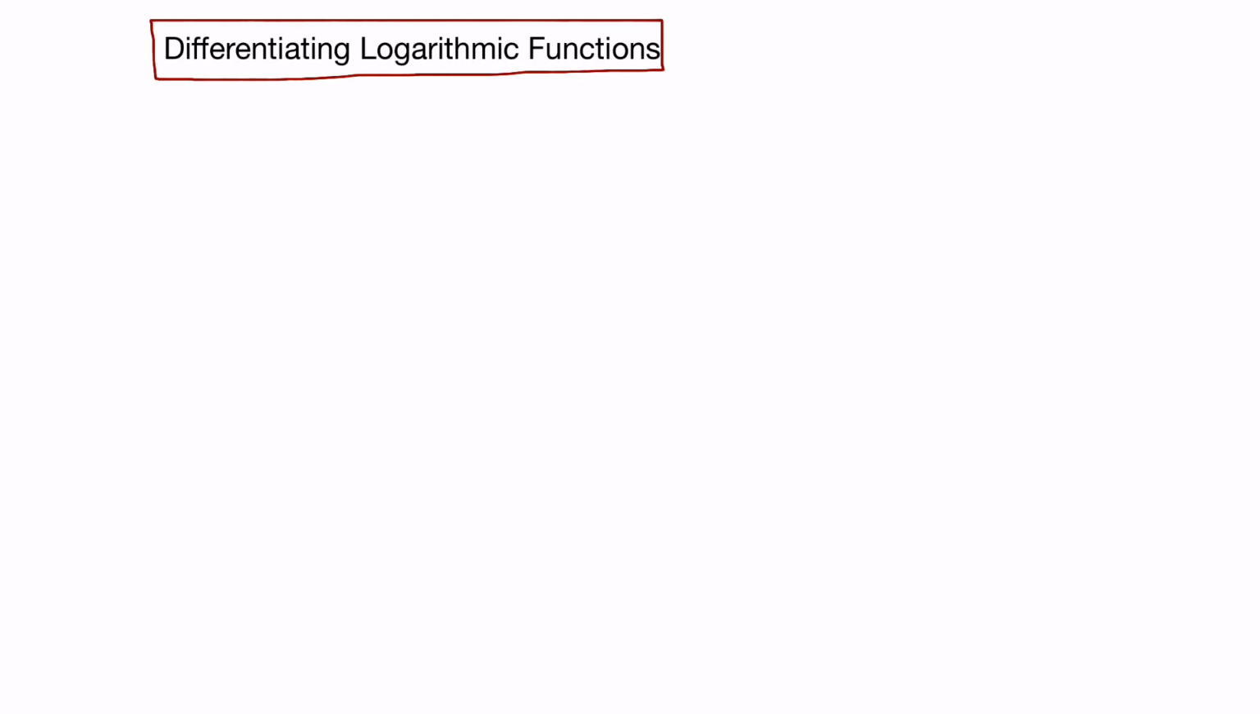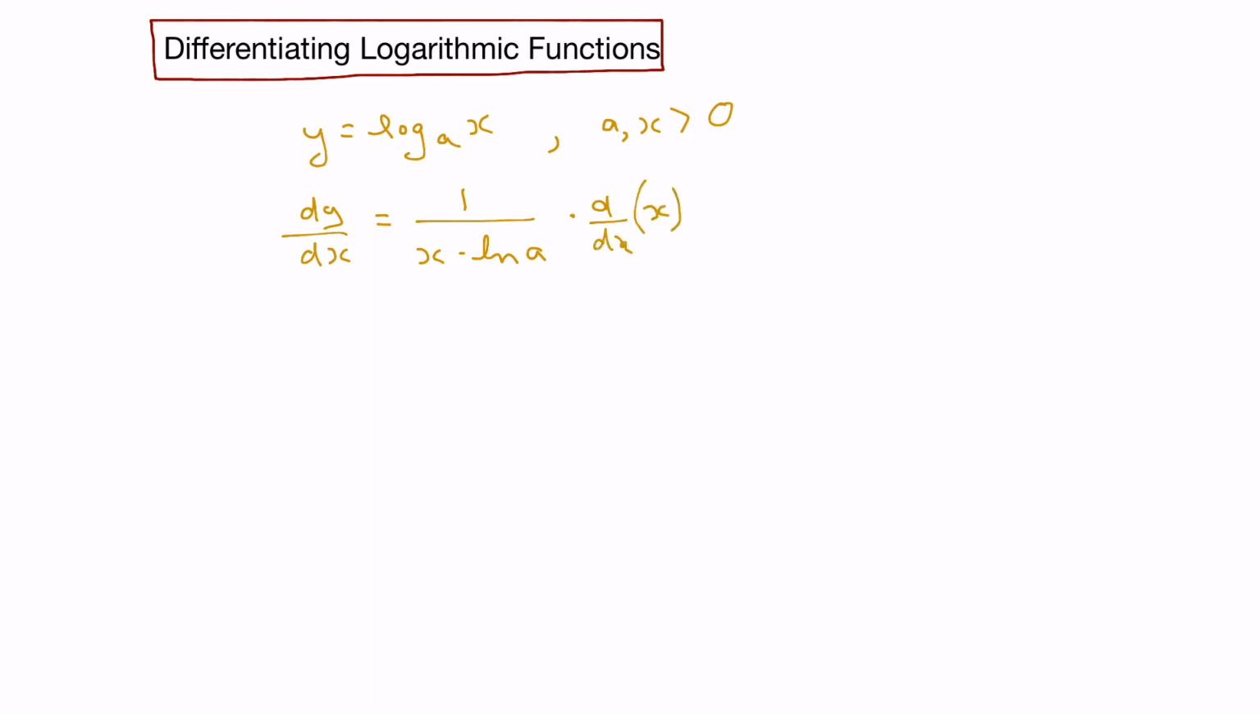Let's look at how to differentiate logarithmic functions. Logarithmic functions are in the form y equals log base a of x, where both a and x are greater than 0. Turns out that the derivative of y with respect to x is equal to 1 over x times the natural log of the base a, times the derivative with respect to x of x. And of course x here would have to be greater than 0, otherwise we'll have a 0 in the denominator.